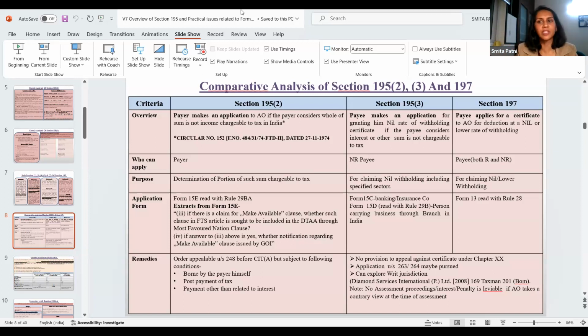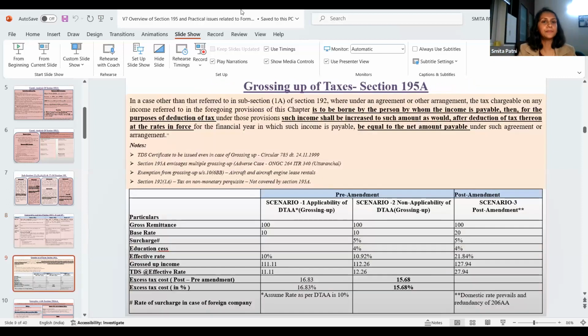For 197, form 13 is to be filed. These all are online forms now. They were manual forms a few years back. Now everything is online. Within 30 days from the filing of the form, the AO has to clear this form, or the AO has to give the nil rates, or the AO has to determine the rates. So once we file this form online, that is form 13, within 30 days, the AO is supposed to give us whatever the rates or determine the rates, and based on that, we can go ahead and apply for the lower TDS rate.